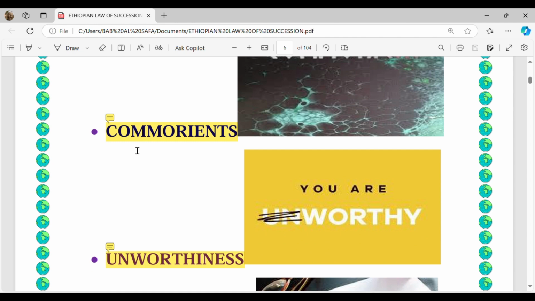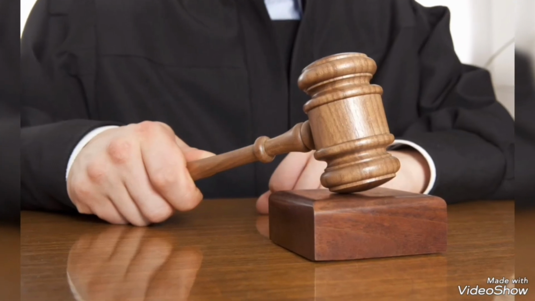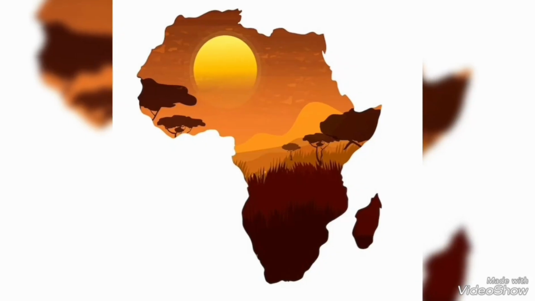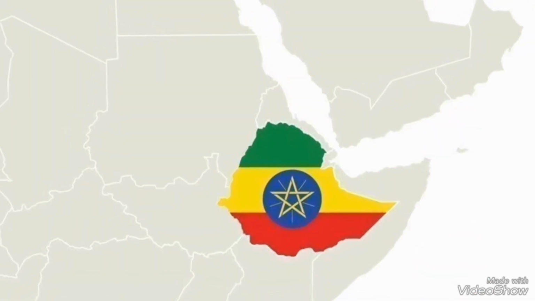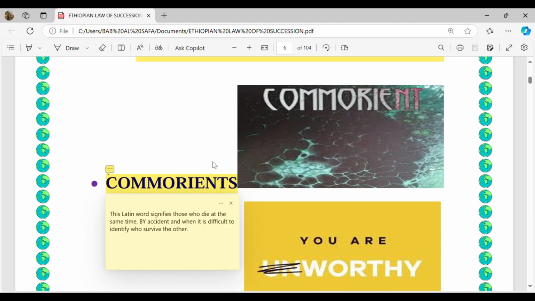And then the other one is the Latin terminology related to those. Survivorship is that of Commorientes. By Commorientes we mean, which is a Latin word as I said, those who die at the same time. Sometimes people may die simultaneously. It may be because of accidents, like car accidents.